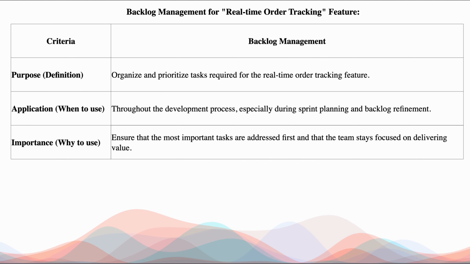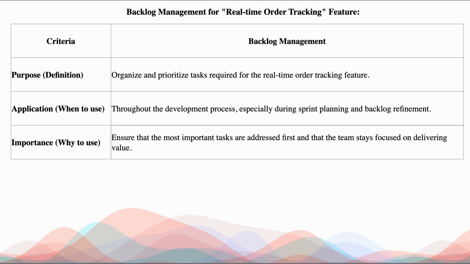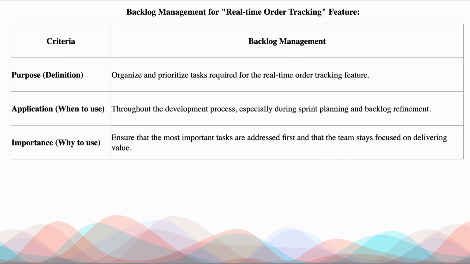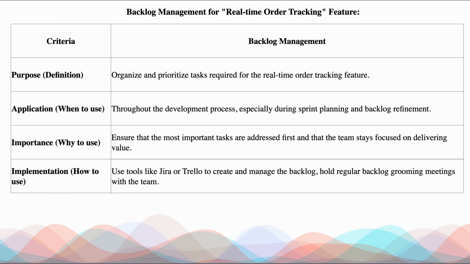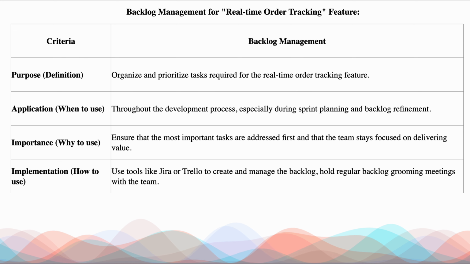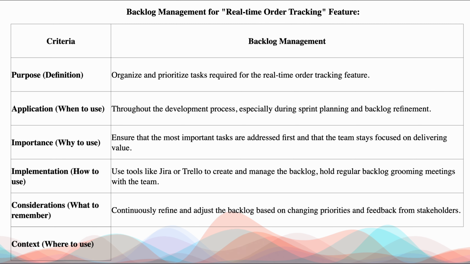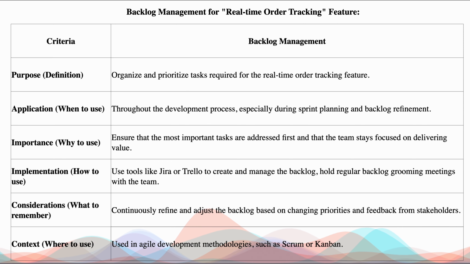Ensure the most important tasks are addressed first, right? Now, let's say this feature has three important tasks, out of which the most important task is picked first, and the team stays focused on delivering that particular value. We use the same Jira tool and hold meetings. That is all fine. We continuously refine and adjust the backlog based on changing priorities, same as before, and use an agile methodology like Scrum or Kanban. The only thing you might see here in an example is something different, called how we do that, right? To get information about it, please go to the website and you'll be able to see it.